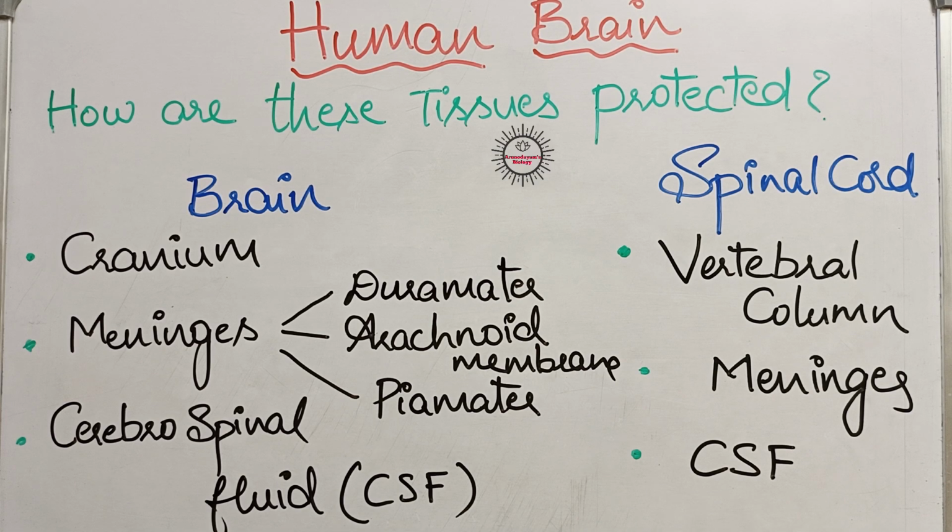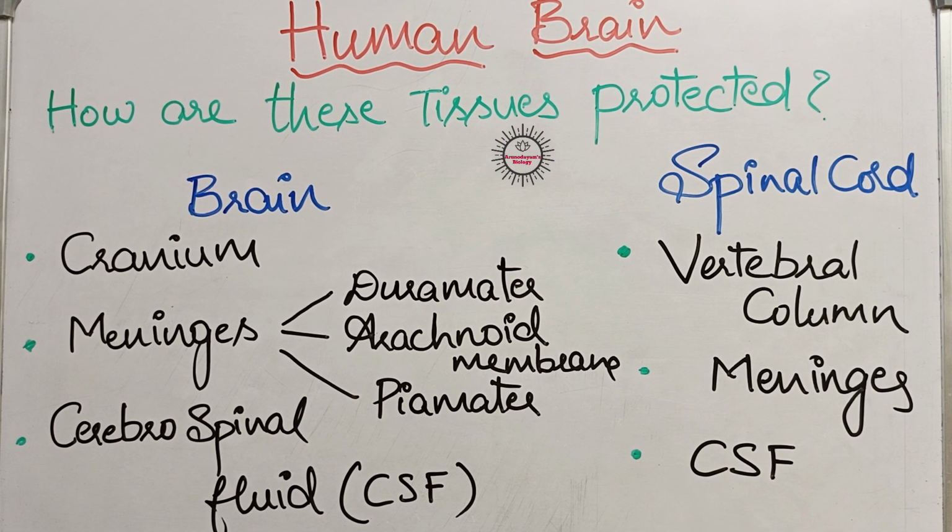So in our previous video we have learnt about the human brain. We have learnt about what are the parts present in the brain and what are their functions, isn't it? So today in this part 2 of the human brain video we are going to learn what are the tissues which are protecting the brain and spinal cord. And we are also going to learn how the nervous tissue causes action in this video.